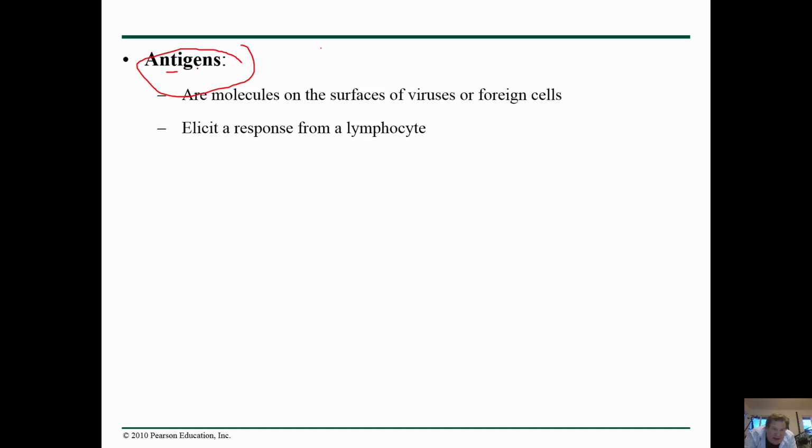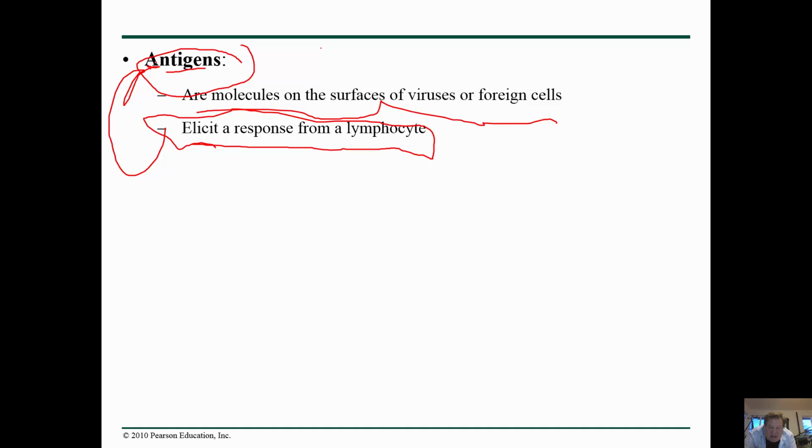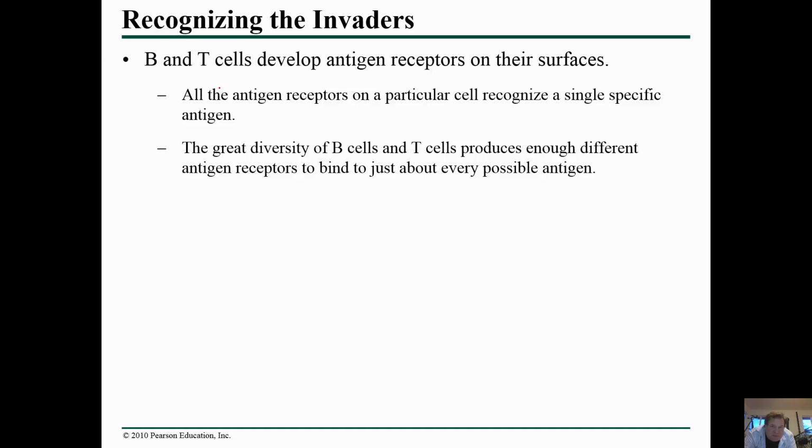Antibodies are what bind to antigens. Antigens are what cause the body to produce antibodies. These are molecules on the surface of viruses and foreign cells and other molecules, and they specifically elicit an immune response from the lymphocytes. And so this is the critical thing. An antigen is what does this.